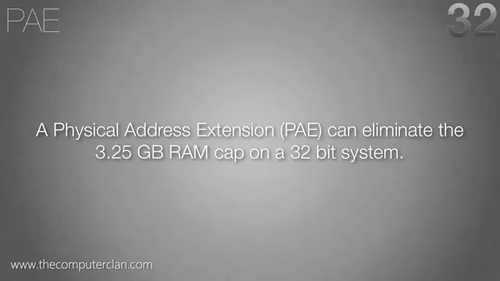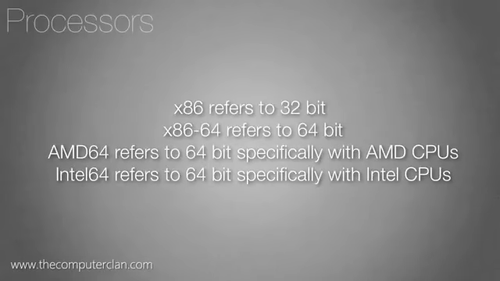Now with 32-bit, there is actually a way you can get more RAM registered in the system. You can have a 32-bit processor, but if your 32-bit processor has something called a physical address extension, or PAE, you can eliminate that 3.25 gigabyte RAM cap. So you'll still only have 32-bit speed, but you can actually have more than 3.25 gigabytes of RAM with a PAE.